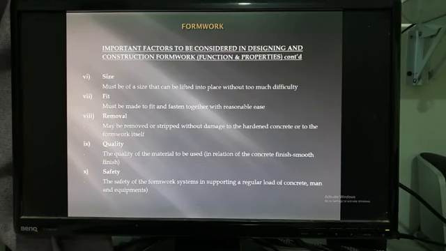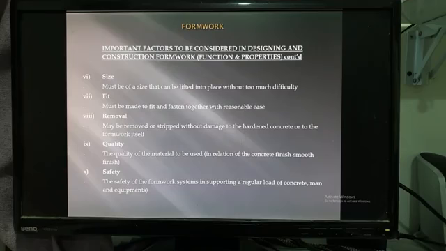You can't actually cut through the steel formwork to your heart's content. So we need some sort of lifting equipment, usually cranes, to work with steel formwork. But these days, there are also lightweight steel formwork. And then fit: it must be made to fit and fasten together with reasonable ease, especially for steel as well as timber formwork. Easy to remove.